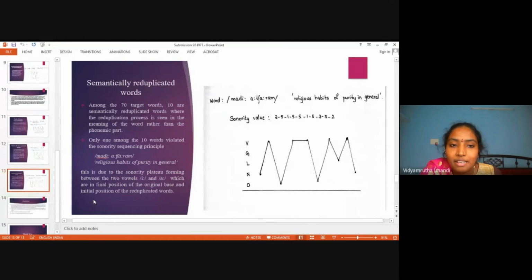And then in the semantically reduplicated words, this is the only part where we have seen a sonority plateau. Though there are no phonological changes that can be seen, the sonority can be observed here, that this semantically reduplicated word is violating the sonority sequencing principle due to this sonority plateau.